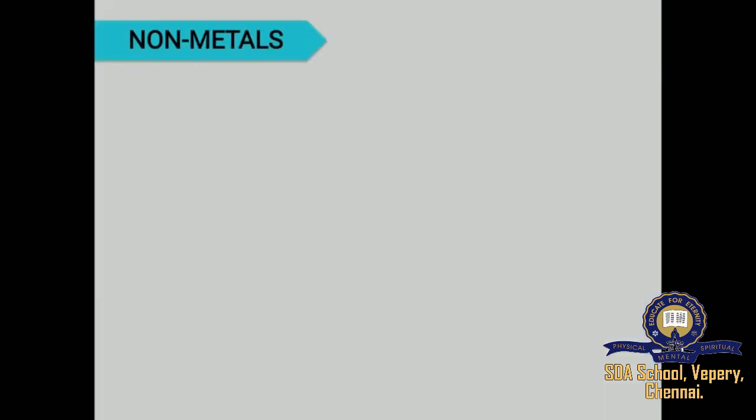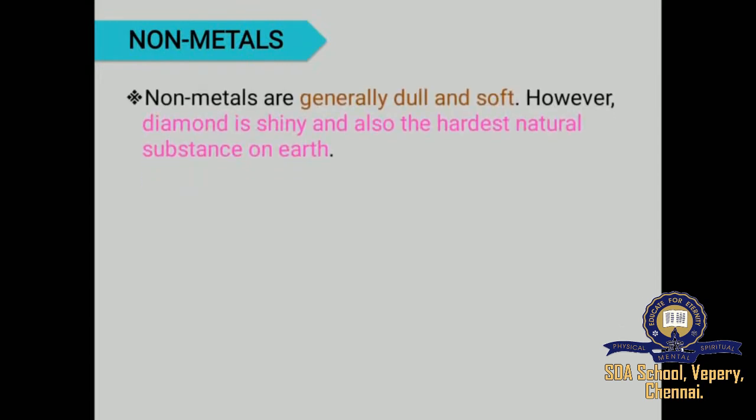Next is non-metals. Non-metals are just opposite to metals. They are generally dull and soft. However, diamond is a non-metal, but it is shiny and it is the hardest natural substance on earth.